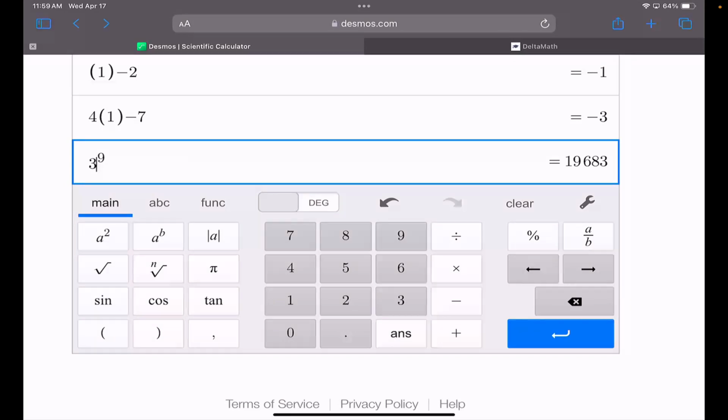Let's try 4. Too big. Trying to make 7,776. Too big. Ooh, close. Too big. 5 won't work because it doesn't end in a 5. So let's try 6. There it is. 6 to the 5th power. So 7, 7, 7, 6 is 6 to the 5th power.